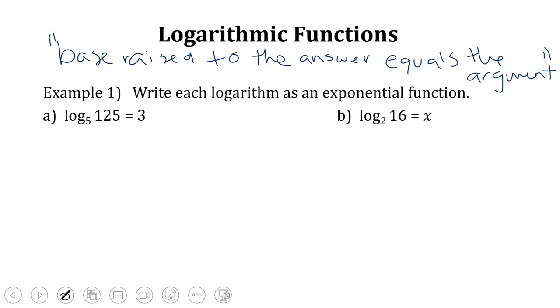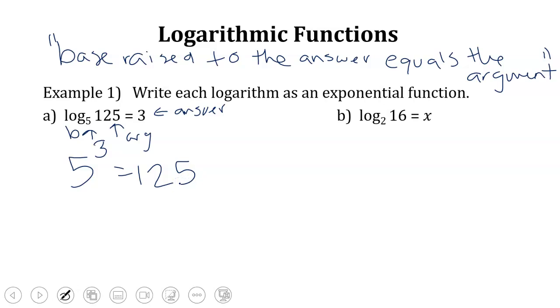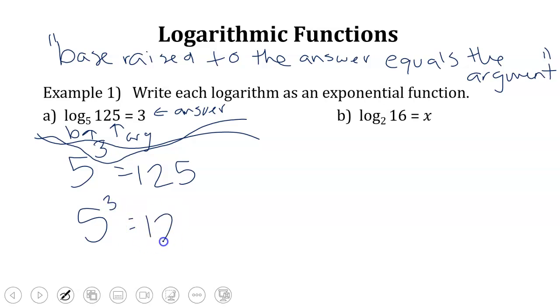So what's our base? Our base is 5. So the base raised to the answer. What was the answer? 3, right? So this was our answer, equals the argument. So the argument is 125. And think about it, 5 cubed equals 125. So it's just rearranging it, taking the log setting and changing it to an exponential setting. So this is 5 cubed equals 125. So that's your final answer.